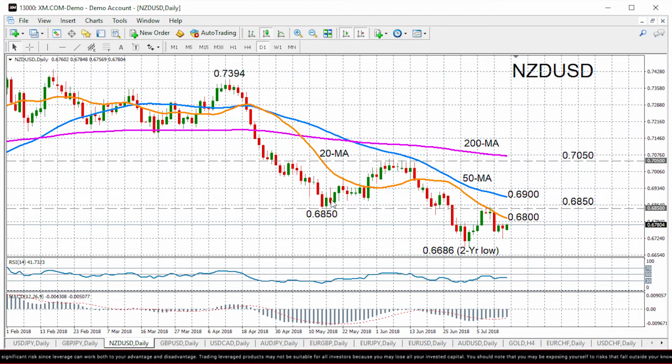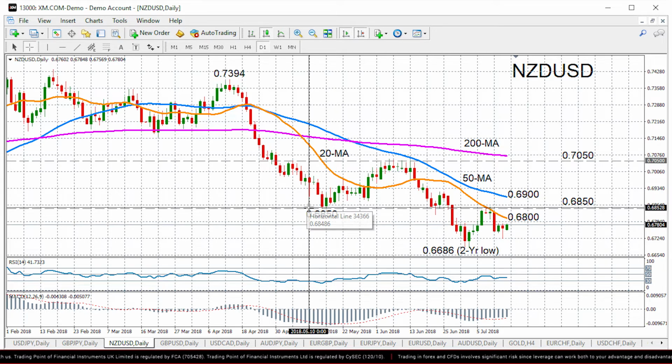And our final pair for today is the Kiwi dollar. We can see the near-term bias is rather neutral. RSI is flat below the 50 neutral level. But if you look at the MACD, it did manage to cross above the red signal line. But clearly it is lacking direction in the near term, with immediate resistance coming from the 20-day moving average around the 0.68 handle. If prices were to break above the 20-day moving average, we should then see strong resistance coming around 0.6850.